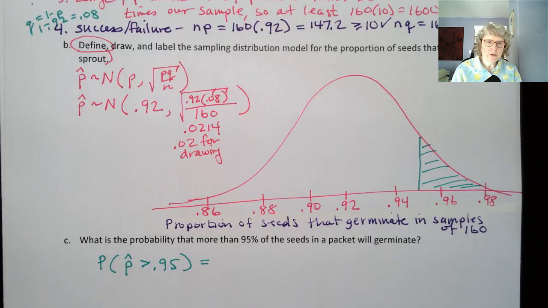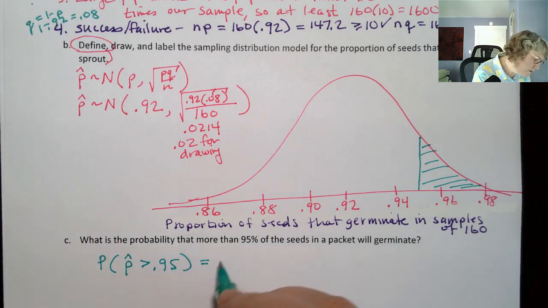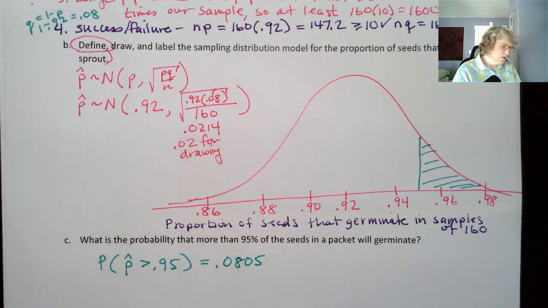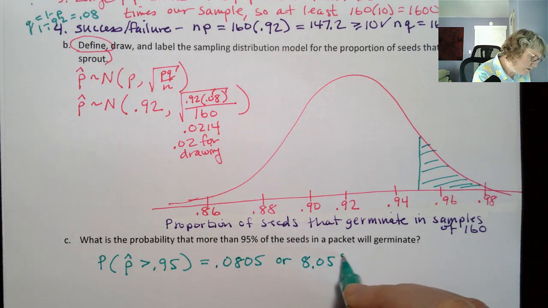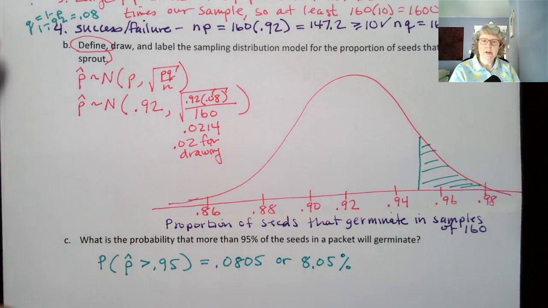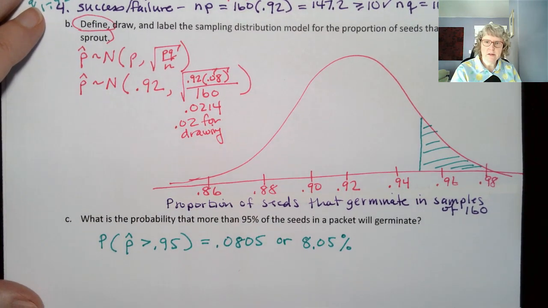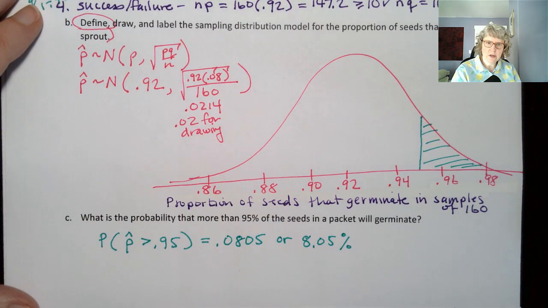Okay, so 0.0805. And then remember, if it asks for a percentage, you could put in 8.05%, depending on the format that the question is looking for.